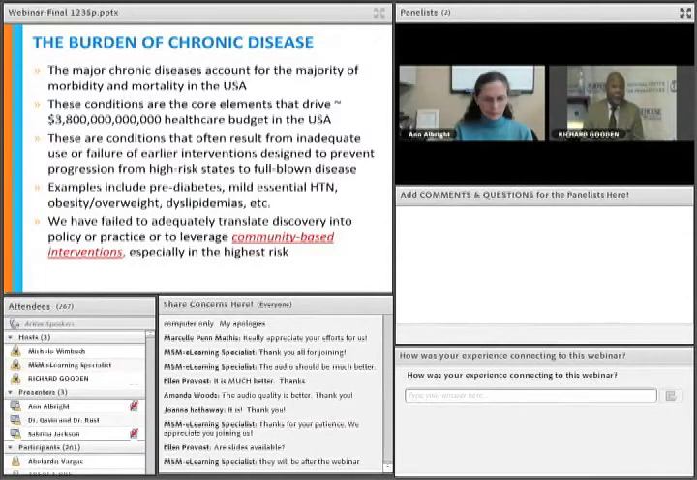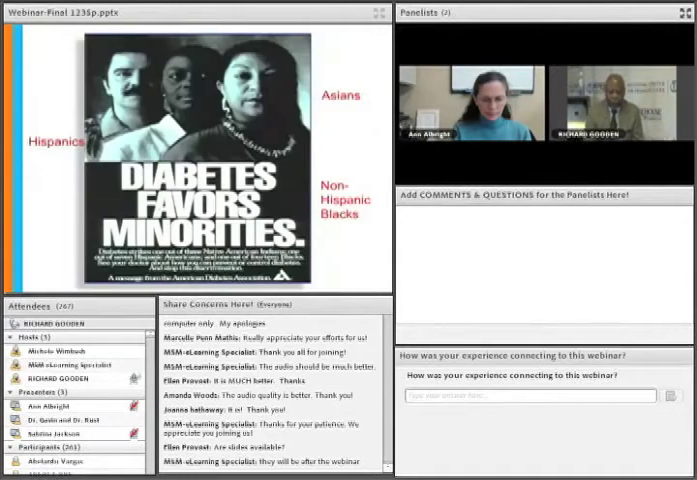And then we have often failed to adequately translate the evidence from research into policy or practice that can leverage community-based interventions in these high-risk groups. This is nowhere truer than with diabetes, which is clearly known to favor minorities. And what I mean by that is that it doesn't do us any favors. It's just that it certainly appears at a disproportionately high rate and has a disproportionately high level of impact.